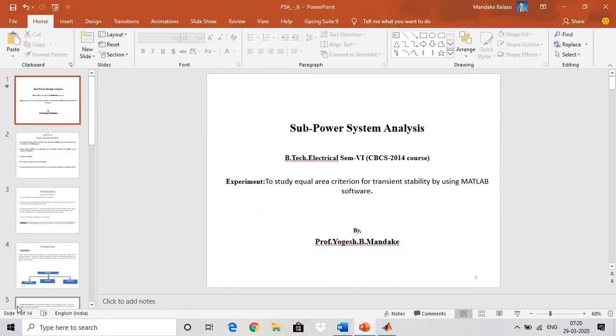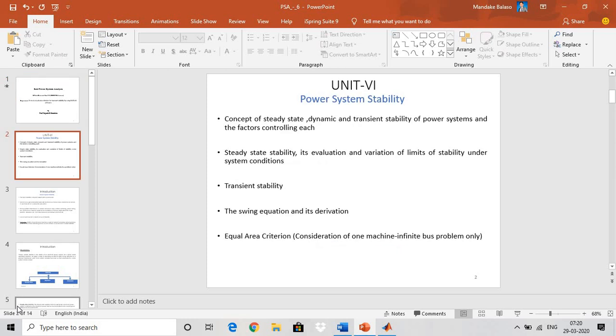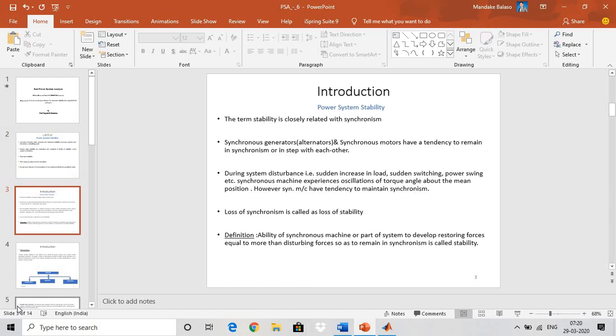So before going to start the experiment, first of all we'll discuss the basic points, that is, what is meant by stability and what is meant by the equal area criteria. Power system stability is closely related with synchronism. That means after the occurrence of different types of faults, if your system remains stable, or remains in synchronism, then we can say that the power system stability is present.